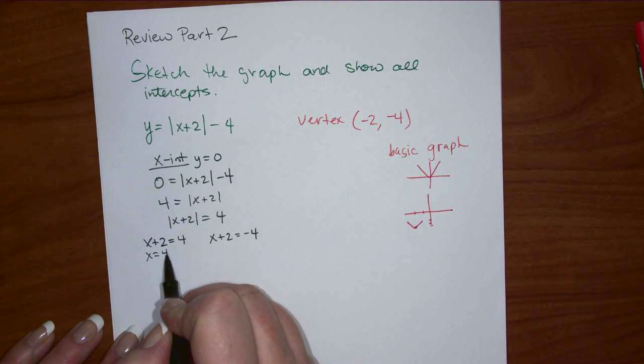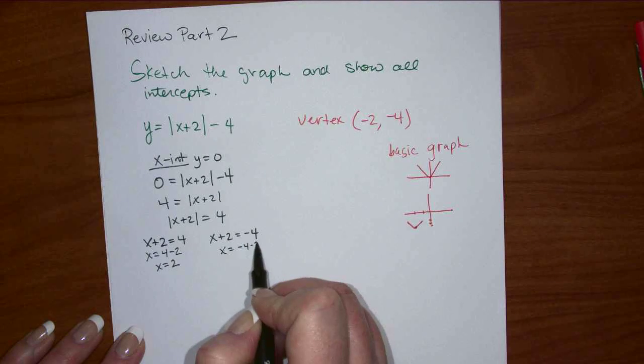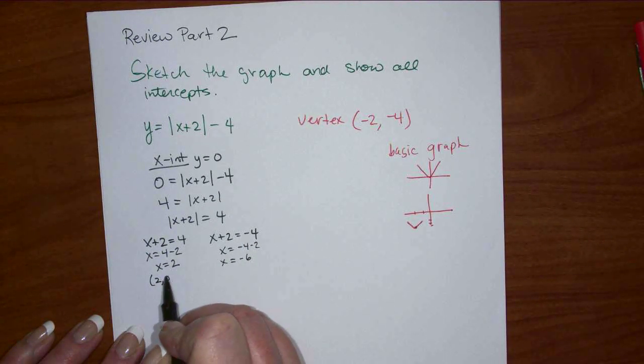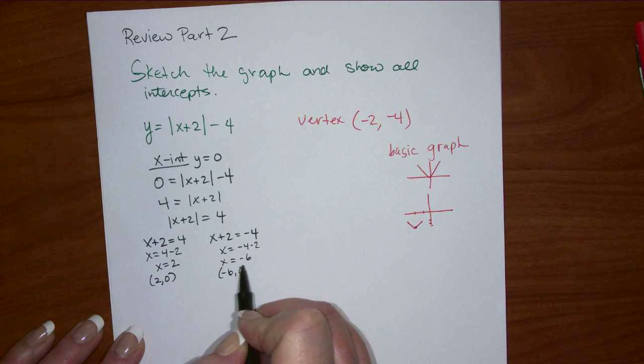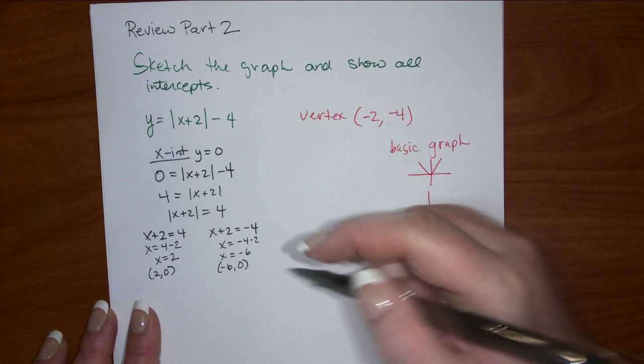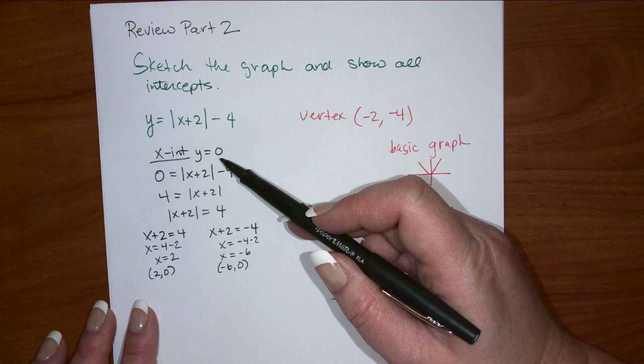So 4 minus 2, and negative 4 minus 2. So write them as points, if we're looking for them as points. The y is 0, because that's what we did to solve them. We let y equal 0. That's how we solved it.